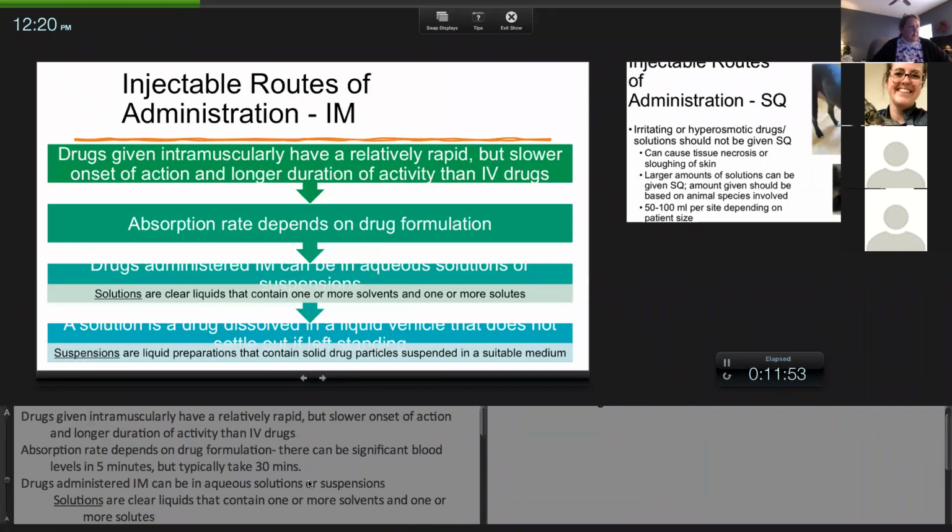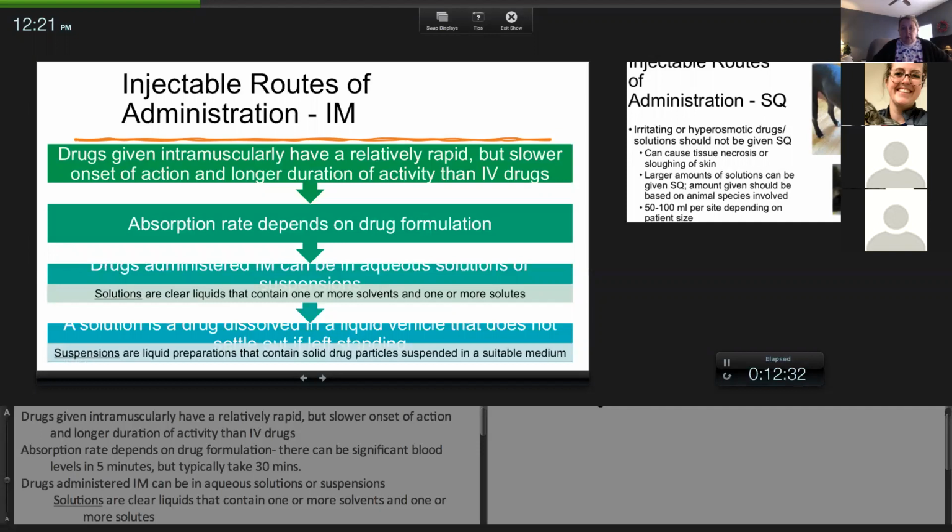Now, IM is associated with a relatively rapid onset and longer duration than IV. It depends on the drug formulation. Drugs that are water soluble are typically given in the muscle, so you have to realize that when you're giving the drug. Drugs can be given as something called an aqueous or a suspension. But typically a solution is a clear liquid that has one or more solvents or solutes.